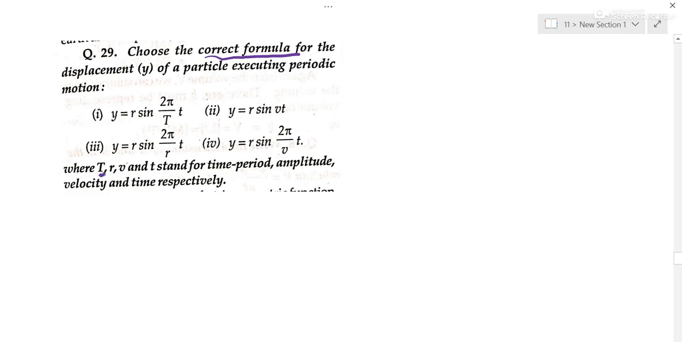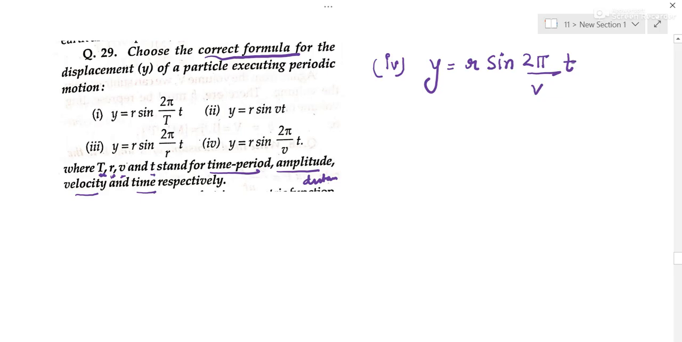First of all, let us see what is t for time. R for amplitude. Amplitude is distance. V is velocity and t is time. Okay. So let us pick up the fourth equation. I'm starting with fourth. So y is equal to r sine 2 pi by v into t. So left hand side I'm picking. Left hand side is y. Y is distance, amplitude. So it is L.